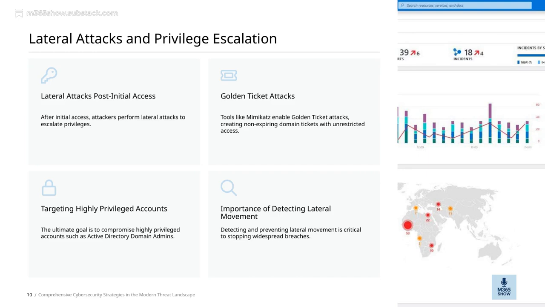After they gain initial access, attackers don't stop there. They perform lateral attacks to escalate their privileges further. This movement within the network helps them expand their control and reach sensitive data or systems they shouldn't have access to in the first place. So, understanding and detecting lateral movement early is essential. It's a key part of a comprehensive cybersecurity strategy, especially as cyber threats continue to evolve in complexity and sophistication.